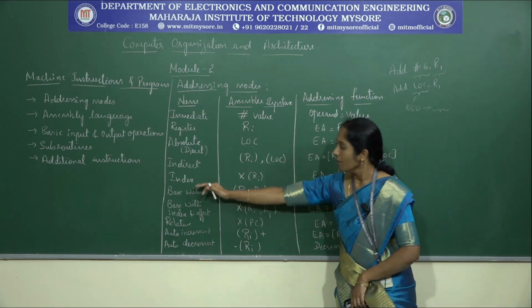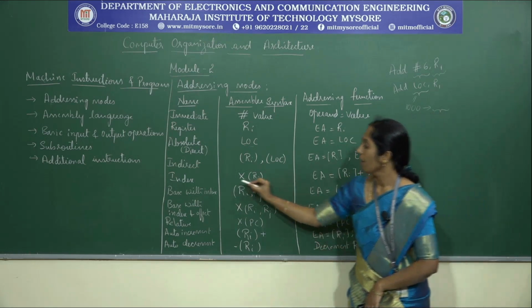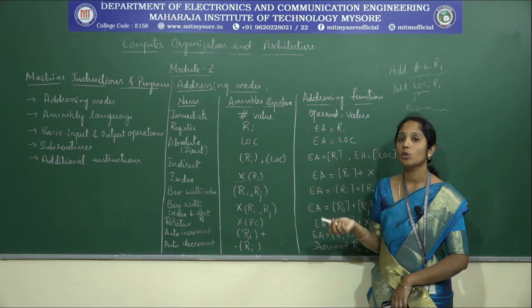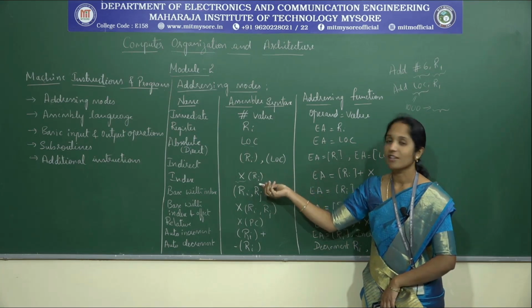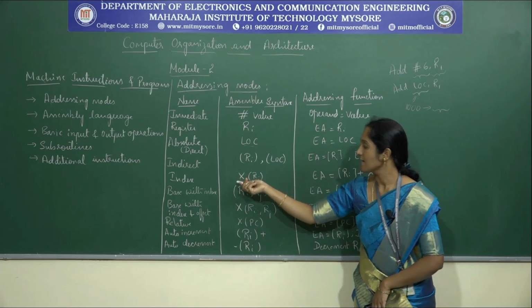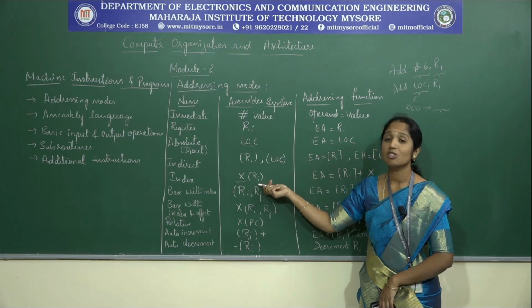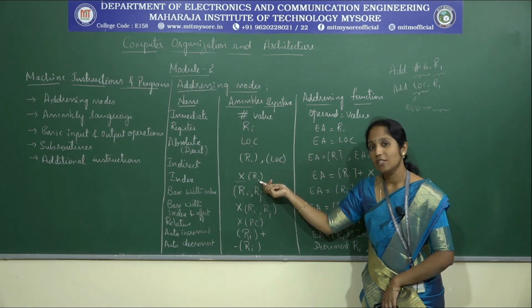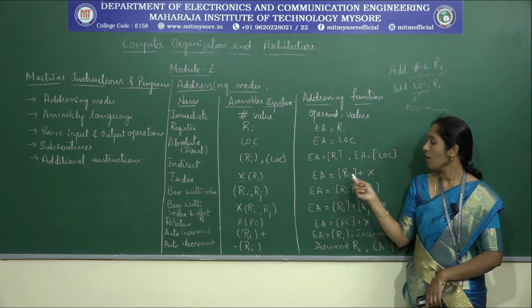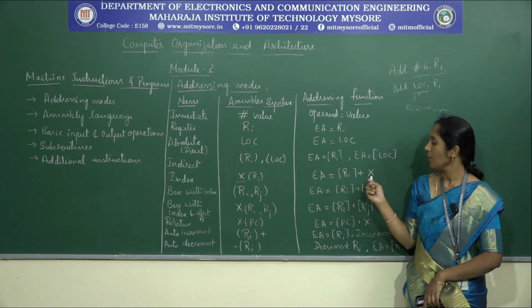Next we have index. Here you will have an offset or a constant which is to be added to the indirect address. You can see here I have written X of Ri. X is a constant value or an offset value which is to be added to the contents of Ri, which is nothing but the effective address. See here, EA is equal to contents of Ri plus X.